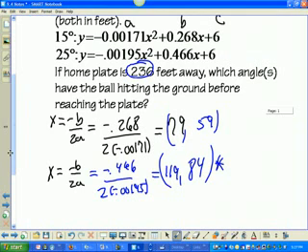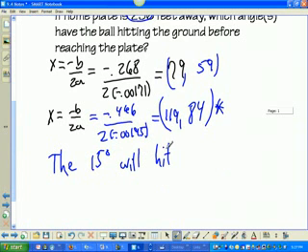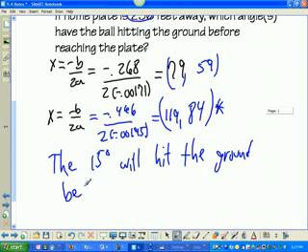So all that work for which angle hits the ground before it reaches home plate: the 15-degree angle will hit the ground before home plate. And I think when we did this one in class, it worked out much nicer because we didn't have these mistakes.